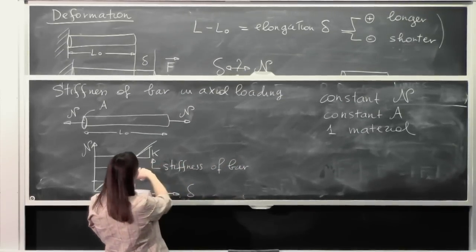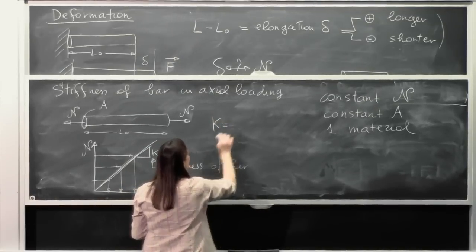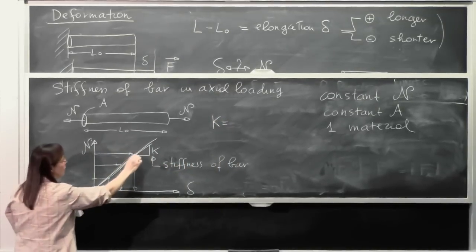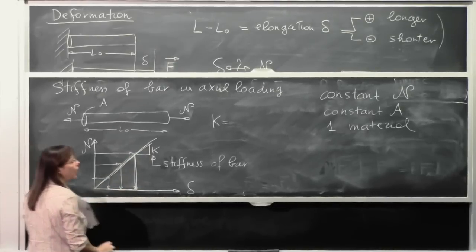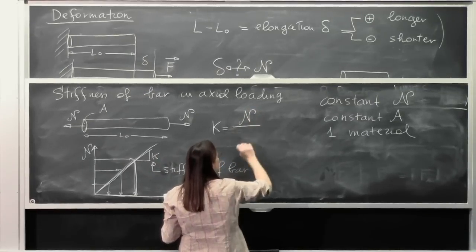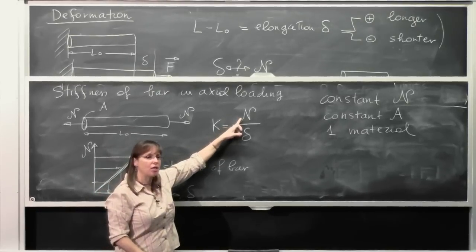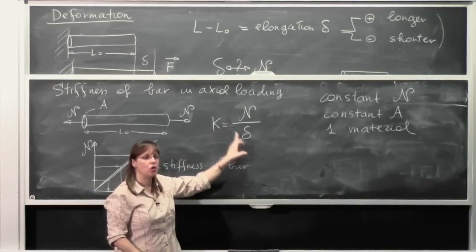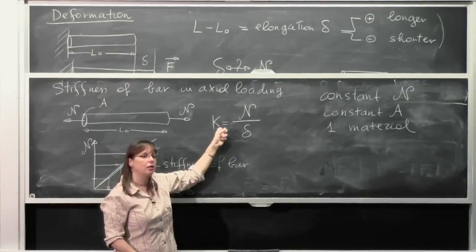So just from this relationship here, you can simply obtain K at any point by taking the ratio of what force you have for what elongation you have. So the axial stiffness is simply defined as the ratio between, if you apply a certain axial force and you get a certain elongation, you take the ratio of the two. That is the stiffness of the bar.